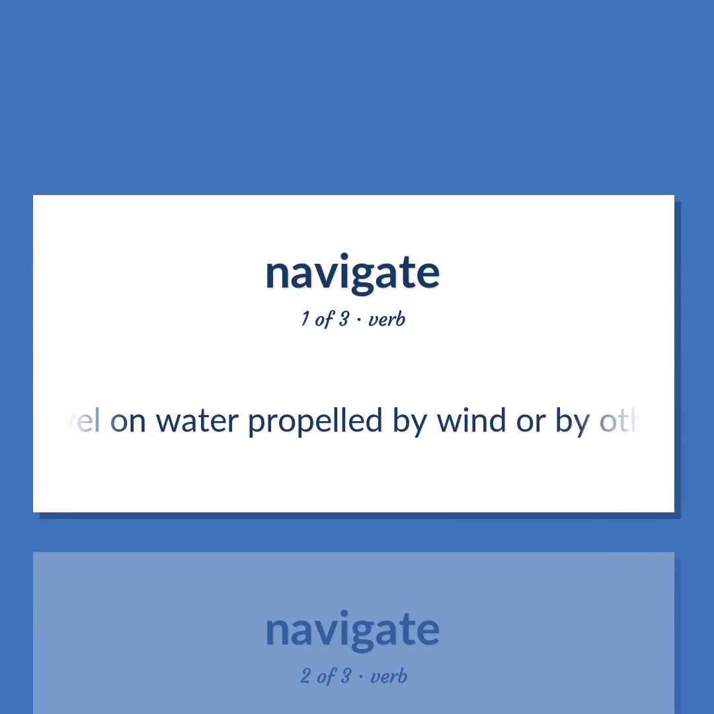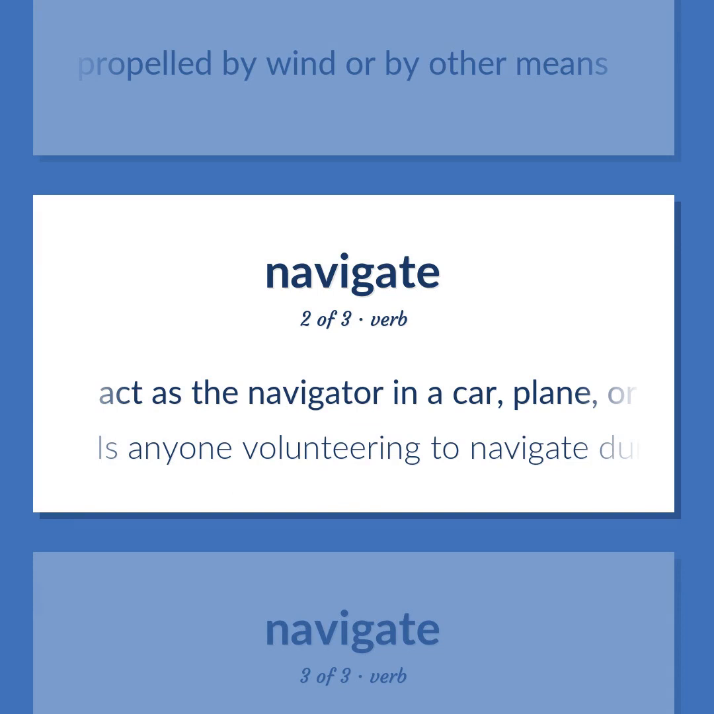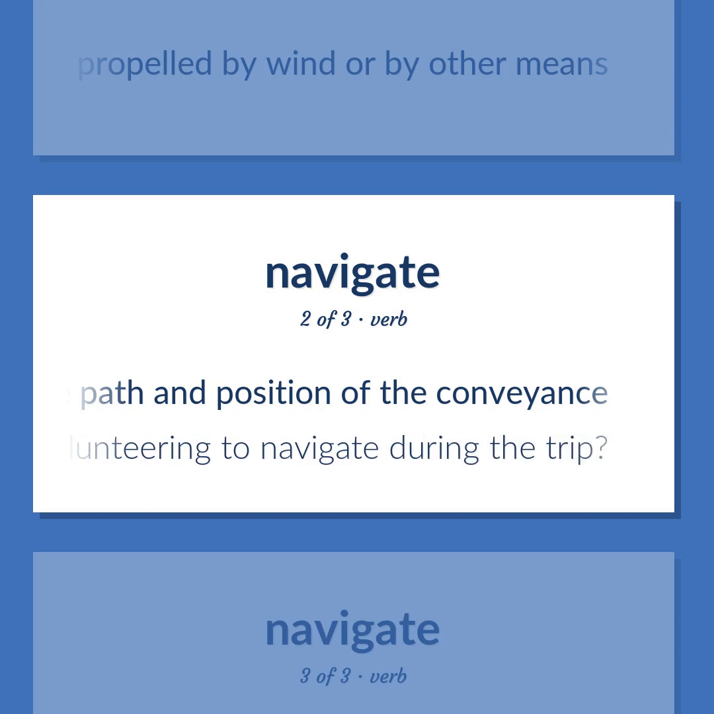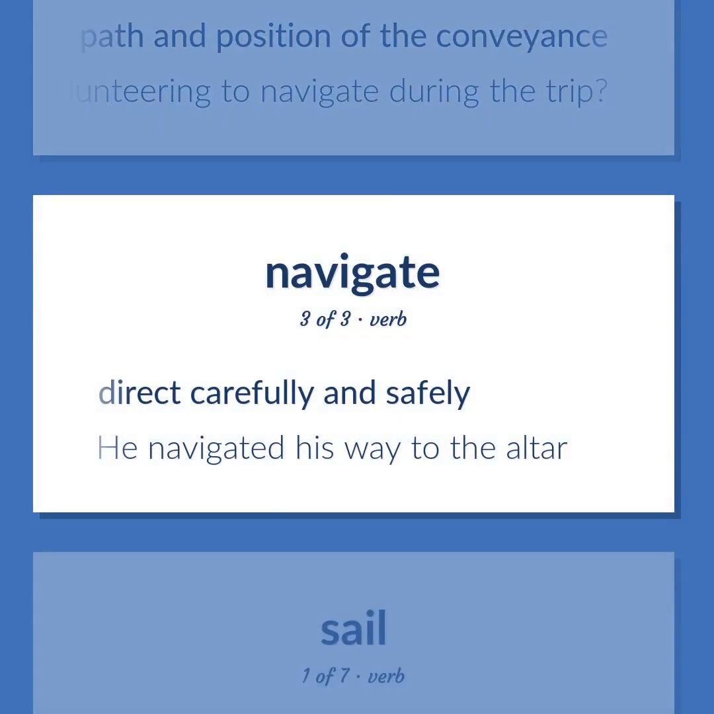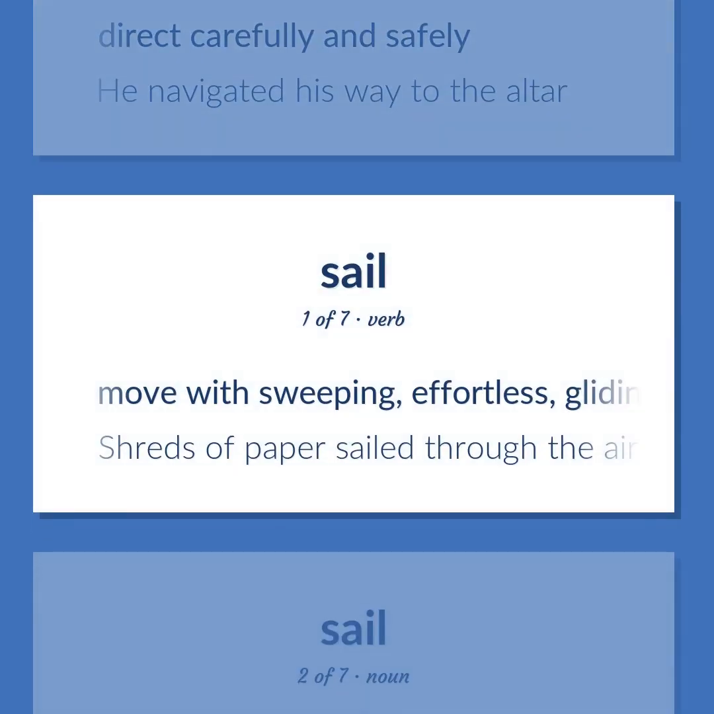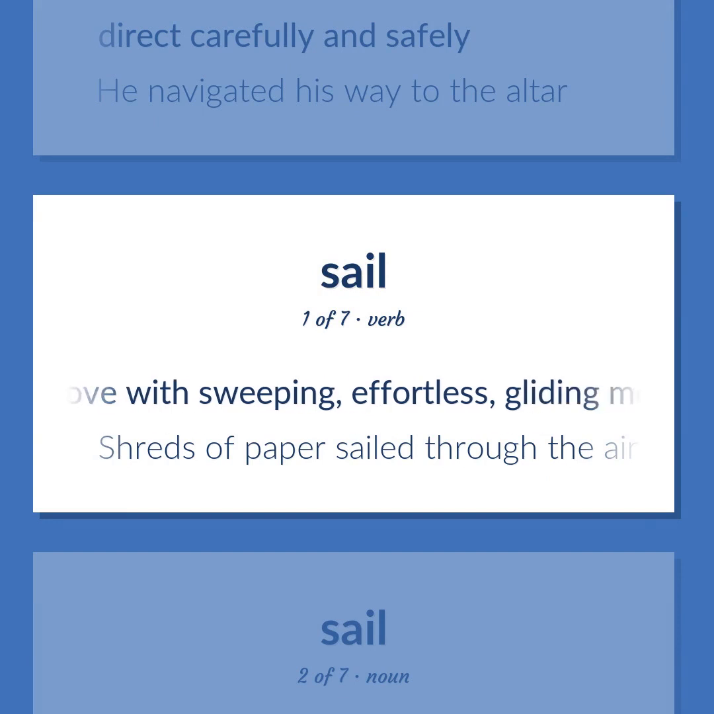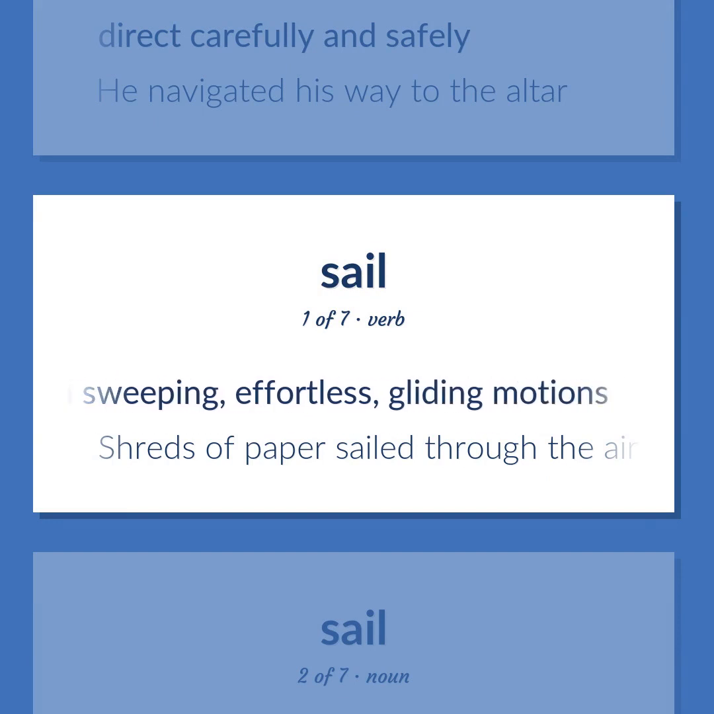Travel on water propelled by wind or by other means. Act as the navigator in a car, plane, or vessel and plan, direct, plot the path and position of the conveyance. Is anyone volunteering to navigate during the trip? Direct carefully and safely. He navigated his way to the altar. Move with sweeping, effortless, gliding motions. Shreds of paper sailed through the air.